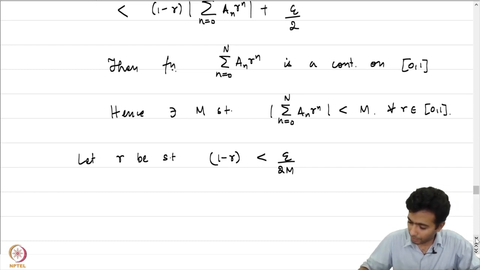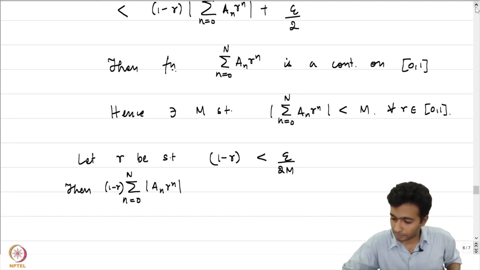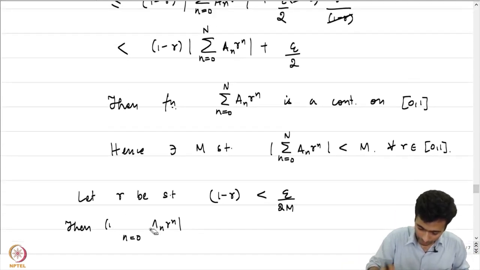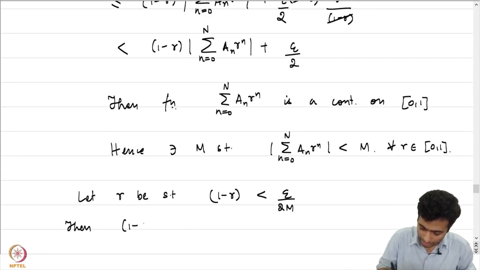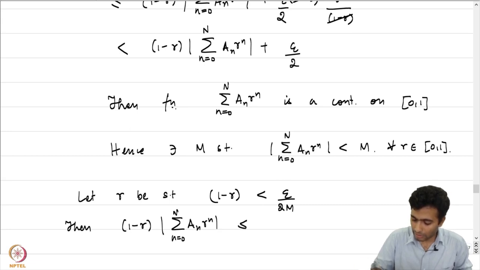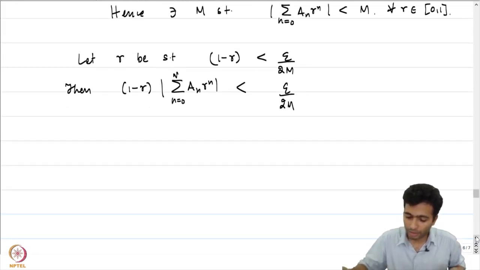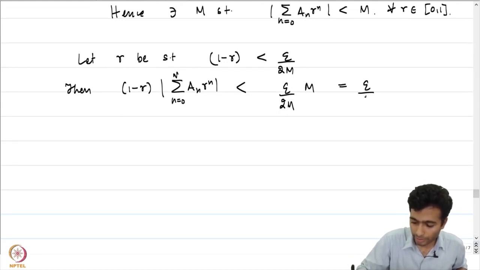So let r be such that 1 minus r is less than epsilon by 2M, and let's see what happens to the first term. Maybe I should write it again. Then 1 minus r times the absolute value of summation a n r to the power n, where n is from 0 to capital N, is less than or equal to, this is a strict less than, doesn't matter though, epsilon by 2M times M, which is equal to epsilon by 2.